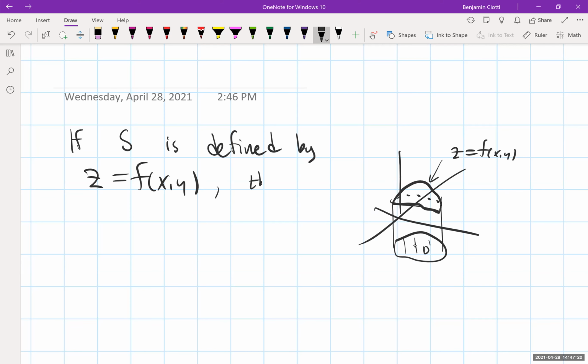In order to come up with our formulas, we've needed a parameterization. Can you think of a parameterization for this surface? Here's a hint: there's a built-in parameterization.